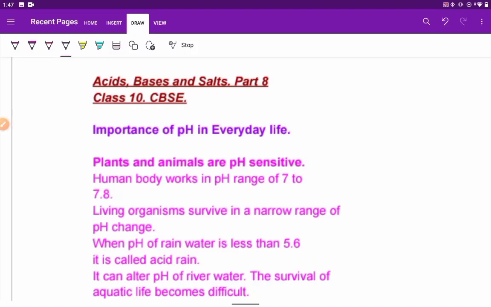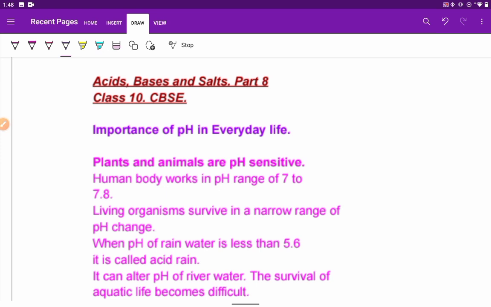Today we will study the topic acids, bases and salts. This is part 8 of the chapter. It belongs to class 10 CBSE. Today we will see the importance of pH in our everyday life. Now see, as a general rule, we will find that plants and animals show some growth sensitivity to pH. And what is pH? pH is the hydrogen ion concentration of a solution.